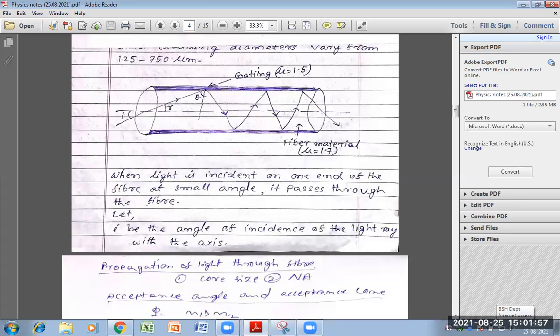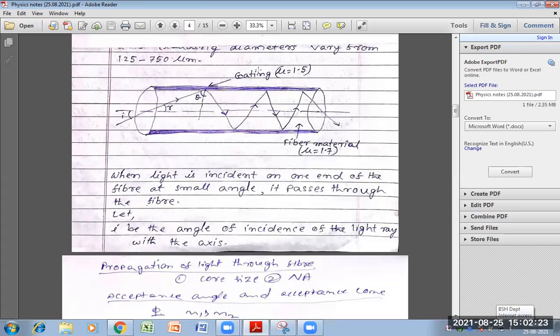Length 1 kilometer. Outer diameter of the optical fiber is 0.1 to 0.15 mm. Diameter range of core is 5 to 600 micrometer, and diameter range of cladding is 125 to 750 micrometer.